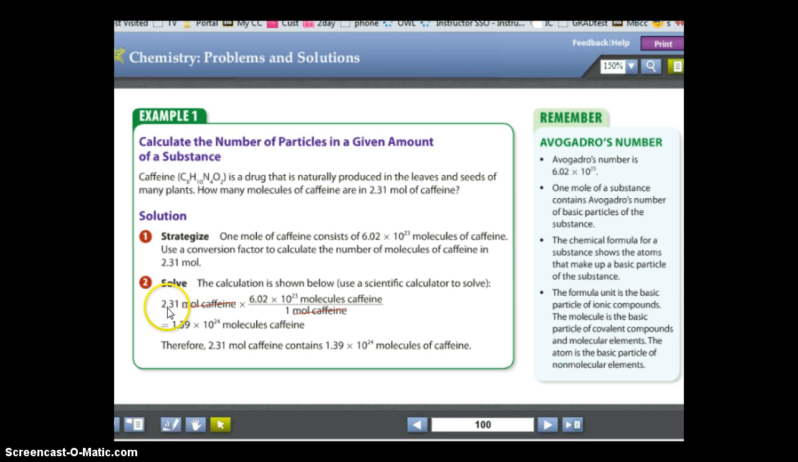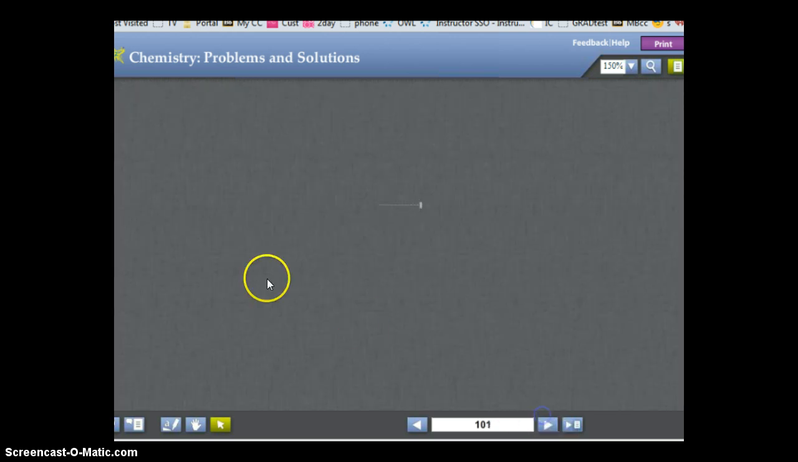Then I multiplied 2.31 times 6.02 times 10 to the 23rd, and my answer is 1.39 times 10 to the 24th molecules of caffeine. Therefore, 2.31 moles of caffeine contains 1.39 times 10 to the 24 molecules of caffeine. Please put it in your calculator and make sure you know how to do that. If you don't, ask me for help.